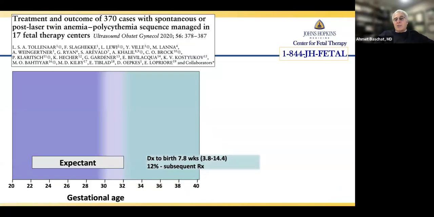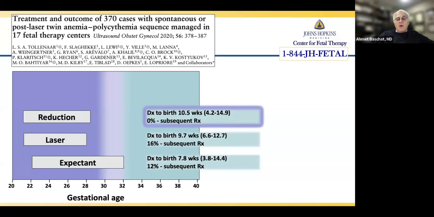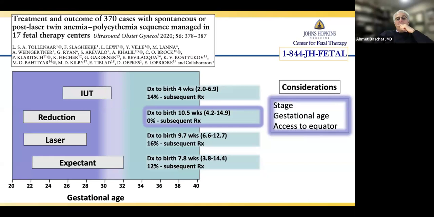There are different management options for TAPS. There's expectant management with monitoring because the disease can be slow to progress, and the anticipated latency to delivery is about 7 weeks. The longest latency to delivery is for patients that undergo selective reduction or laser surgery, which is feasible in those cases where you can actually see the vascular equator, and serial intrauterine transfusions and exchange transfusions in one baby have the lowest latency to delivery of about 4 weeks.